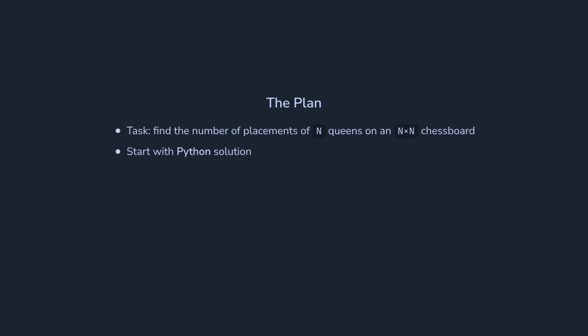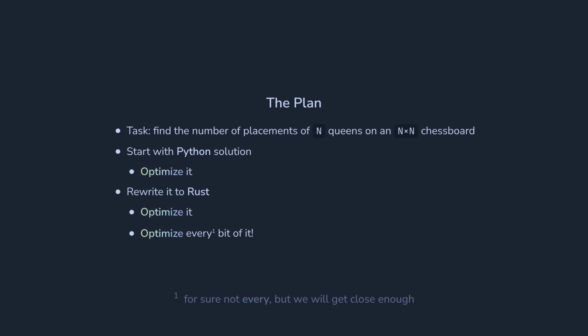Okay, so the plan. We will be solving a generalization of the problem called n queens. And our task will be to find the total number of placements of n queens on an n by n chessboard. We will start with a somewhat good implementation in Python, at least in terms of big O. Then we will try to optimize it, still keeping everything in Python, and compare the result. In the second part, we will switch to Rust and get some simple optimizations here. And in the end, we will squeeze every last bit of performance out of the Rust implementation.